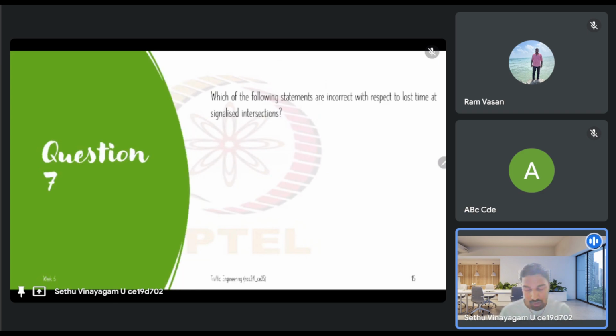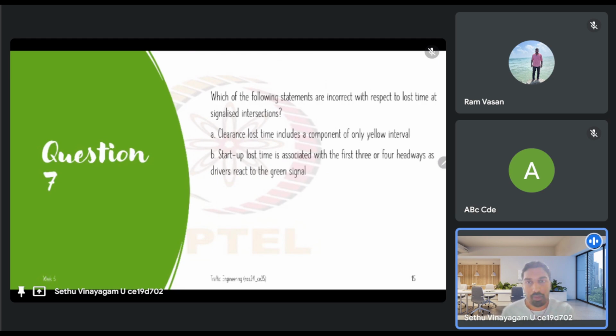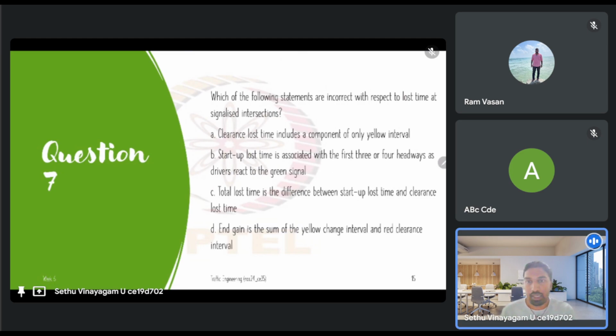Question 7 is, which of the following statements are incorrect with respect to the loss time at a signalized intersection? Option A is clearance loss time includes a component of only the yellow interval. Option B is startup loss time is associated with the first 3 or 4 headways as drivers react to the green signal. Option C, total loss time is the difference between the startup loss time and clearance loss time. And D is end gain is the sum of the yellow change interval and the red clearance interval.